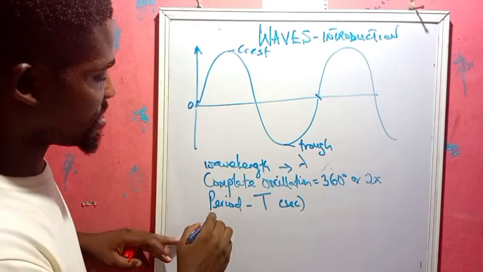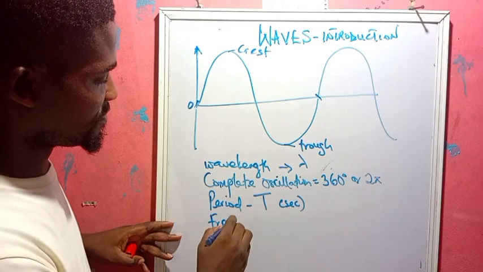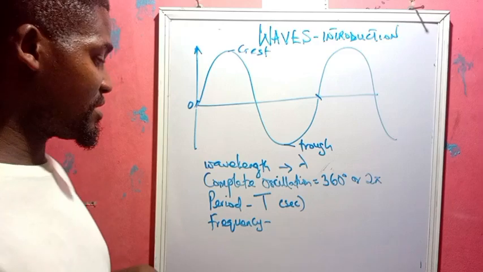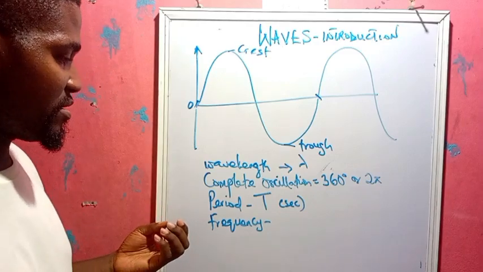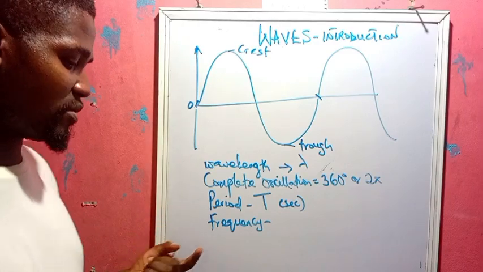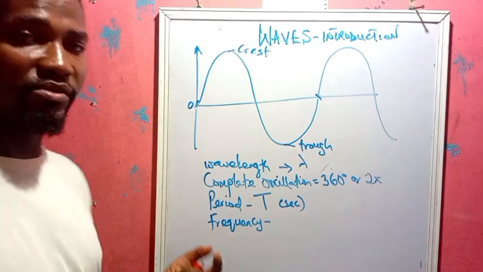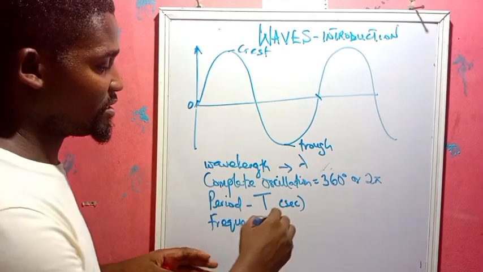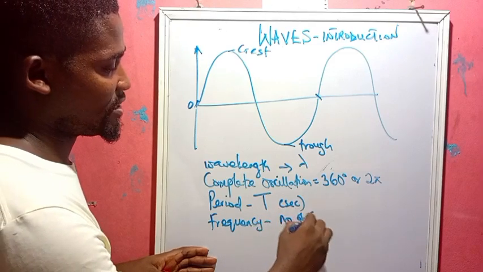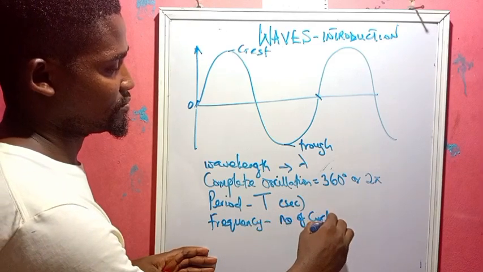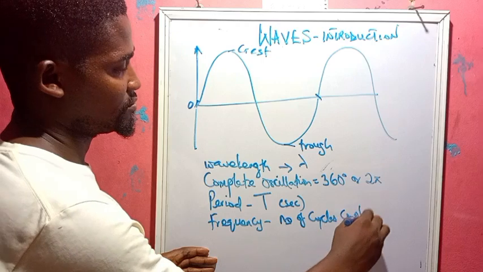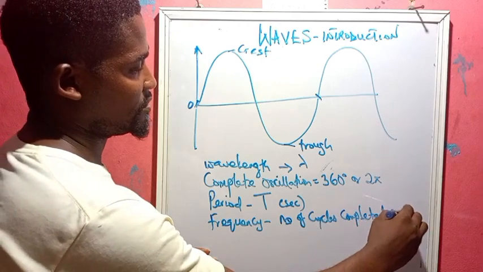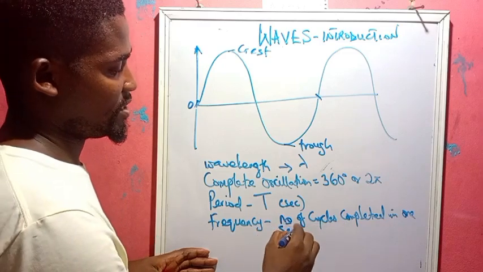We also know what we call the frequency in a wave. The frequency is the number of oscillations or cycles that are completed in 1 second. Number of cycles completed in 1 second. I hope you're learning.